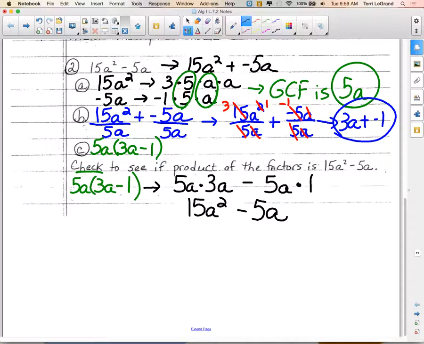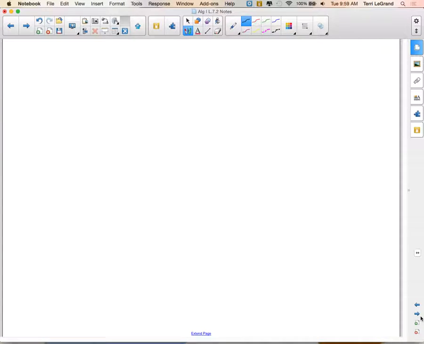Okay, it's the same polynomial. This is important that you grasp this. We did not just invent something new here. We have taken the polynomial 15A squared minus 5A and just given it a different name. Just like we can rename 6 as 3 times 2, we can rename 15A squared minus 5A as 5A times 3A minus 1. So we've just renamed it. That's all we've done. That's called its factor name. So any questions on this one? Okay, let's go try it.